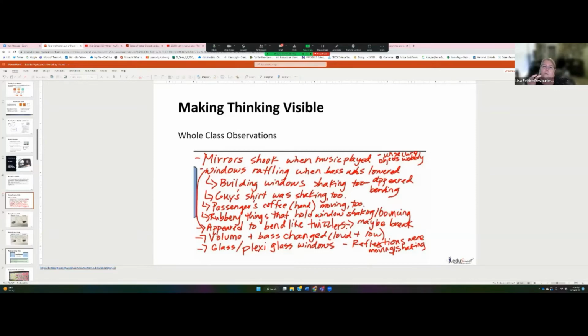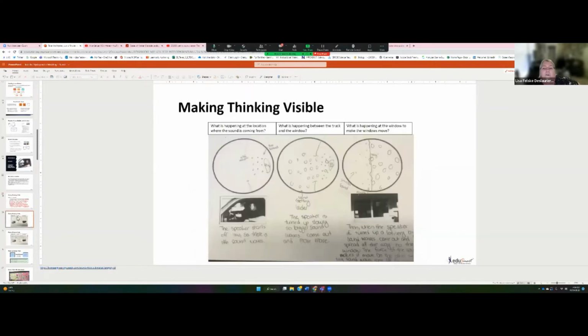And so once they make observations, what you can do is ask them to make a visible, initial model. And so you can set up something where you ask them to explain what they think is happening. So this one had 3 parts: what's happening at the location where the sound is coming from, which was the car speaker, what's happening between the truck and the window of the building, and what's happening at the window to make the windows move. And so you can see kids have their initial ideas.